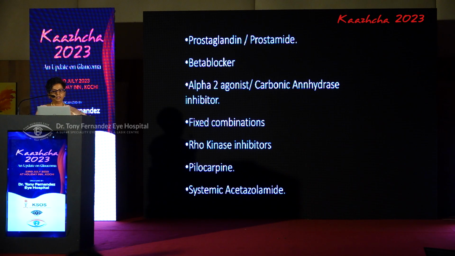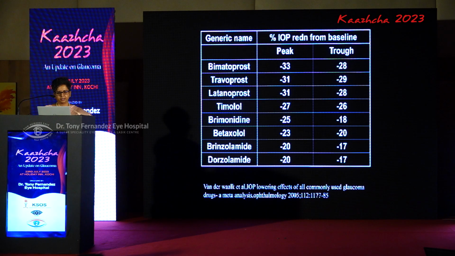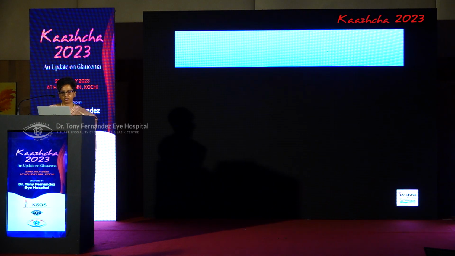So these are all the drugs that are available to us. I will not go into them in detail, but be aware of the expected percentage of IOP reduction from baseline. As you can see, the PG analogues are the ones which give you the most IOP reduction, followed by timolol, and the others, the carbonic anhydrase inhibitors and the alpha-2 agonists, are a little lesser. This you should keep in mind when you are considering which drug to start.